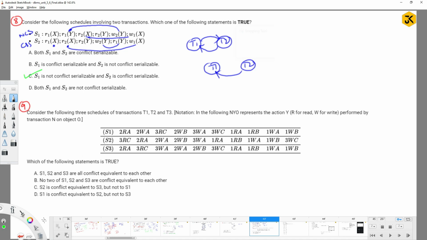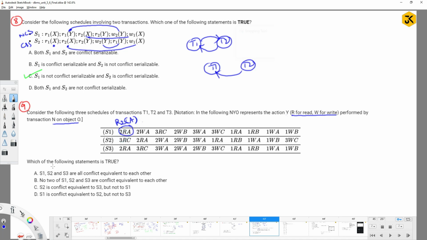Yes. So next one. Consider the following three schedules of transactions T1, T2, T3. Notation in the following: NYO represents the action Y, so they have just mentioned some kind of notation. Y represents read or write performed by transaction N on object O. What is the meaning of this? If I am saying 2RA, it means R2 of A, that's it. So they mentioned it in a different manner to cause confusion, right? So 2RA is equal to R2 of A.